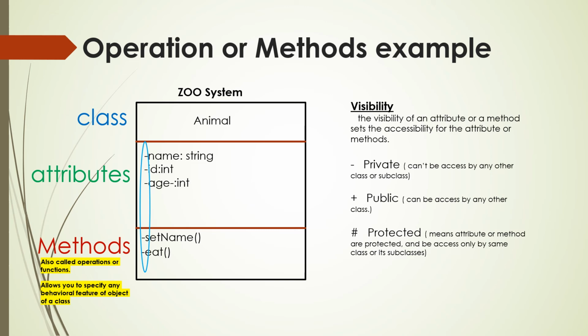Then, next is the hashtag, meaning the visibility is protected. It means an attribute or method is protected and can be accessed only by the same class or its subclass. The last one is the package default or the style design. It means it can be used by any other class as long as it is in the same package.